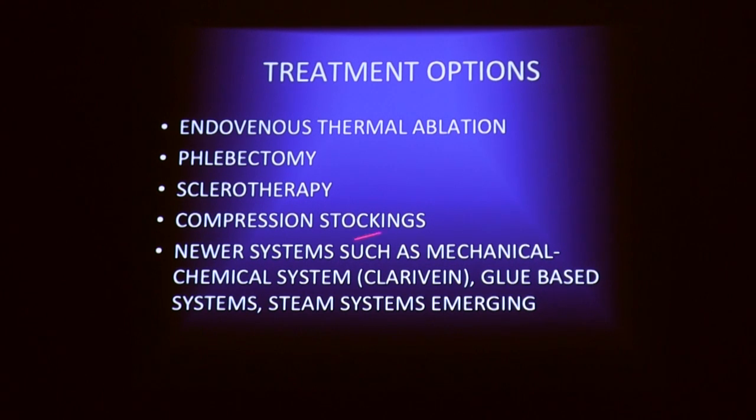And then we have some newer systems that I'm excited about. One is this chemical Clarivein, which I am getting ready to use. Glue-based systems, steam systems, there's a variety of new things coming, but the point is the same. We're just looking to close veins.